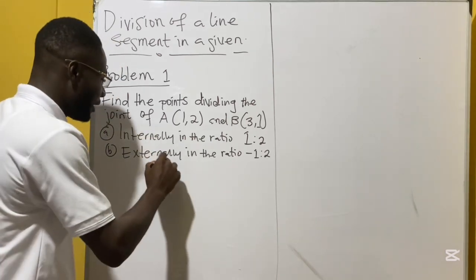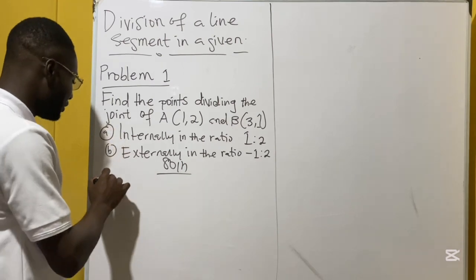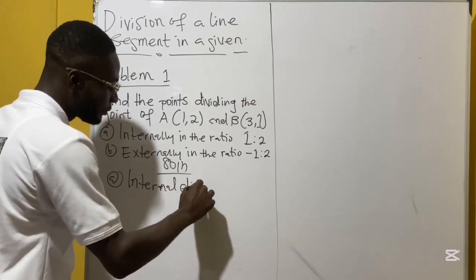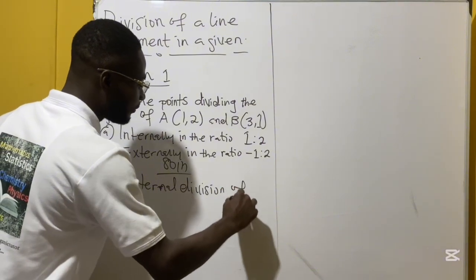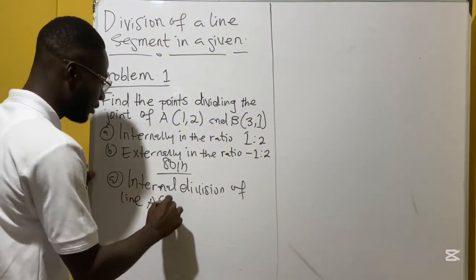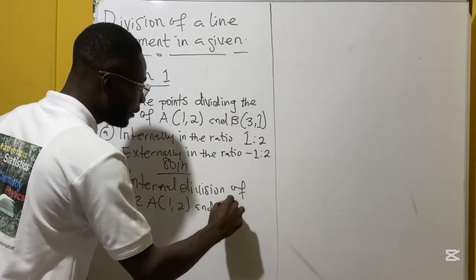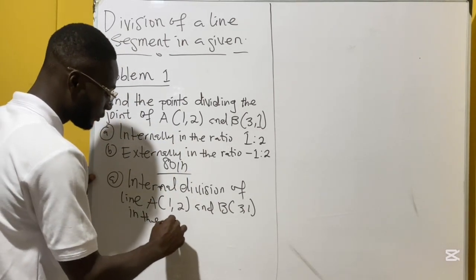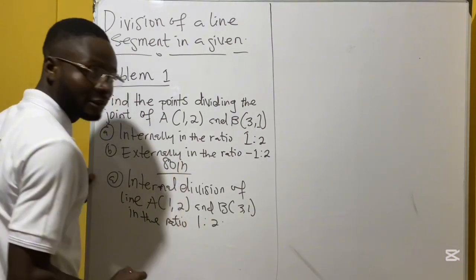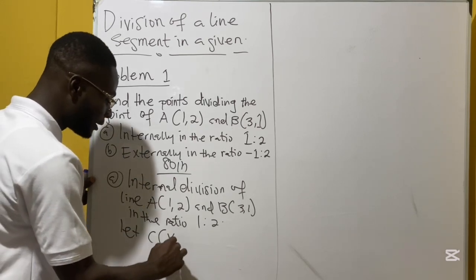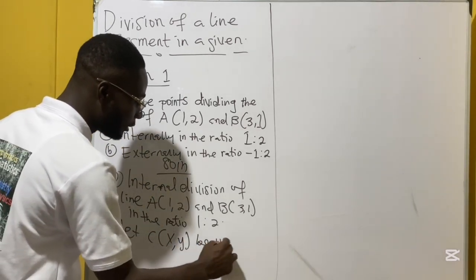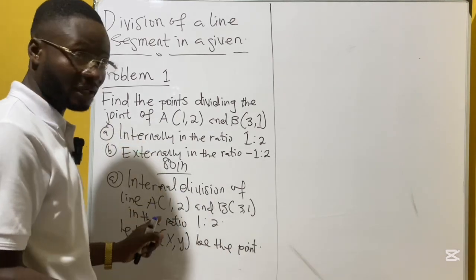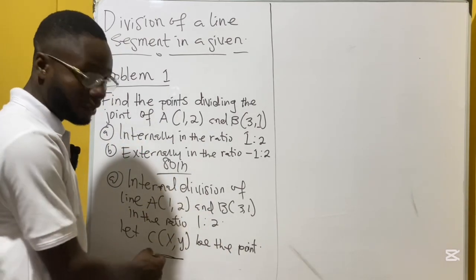Okay, so let's begin. So with the first one, A, internal division of line A of 1 and 2 and B of 3 and 1 in the ratio 1:2, right? We are letting C of point X and Y be the point of this internal division of line A and B. Okay, so this is the point that we are going to look for.